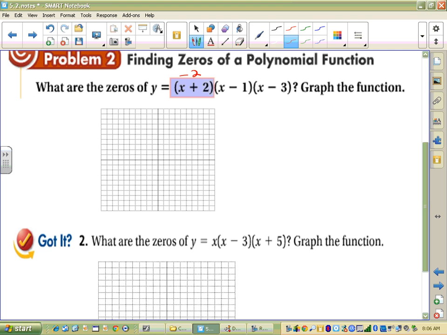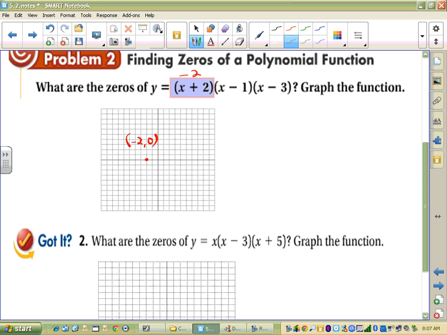What that means is on the graph, when we graph this, the graph will go through the point -2, 0. The graph will go through -2, 0. Remember, a 0 is the same thing as an x-intercept. It's the value of x whenever y equals 0. Okay.